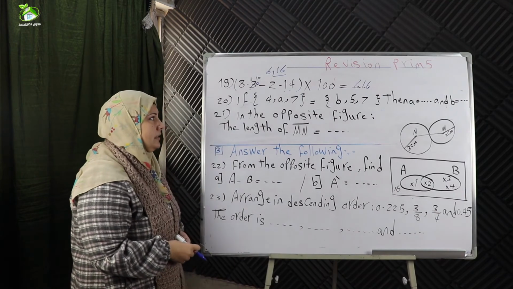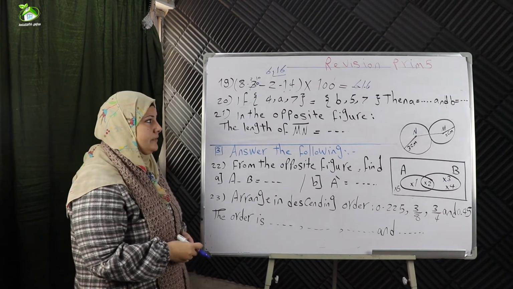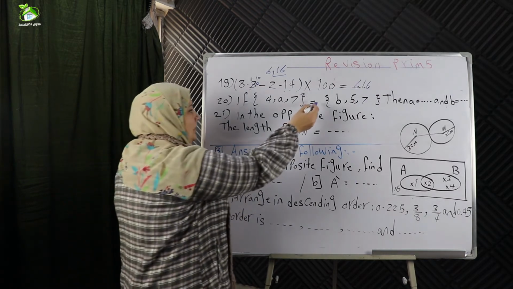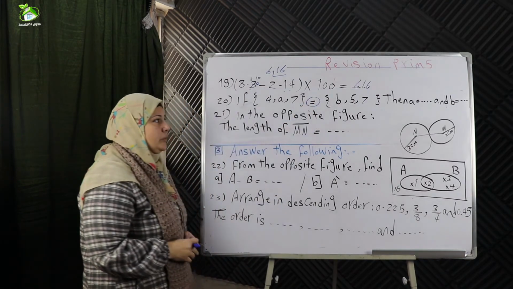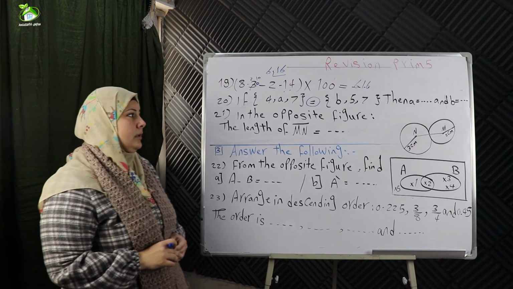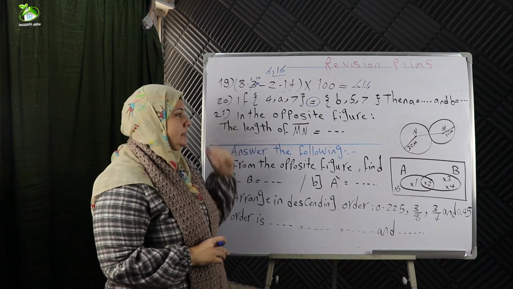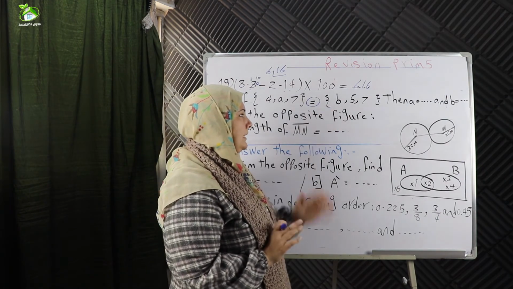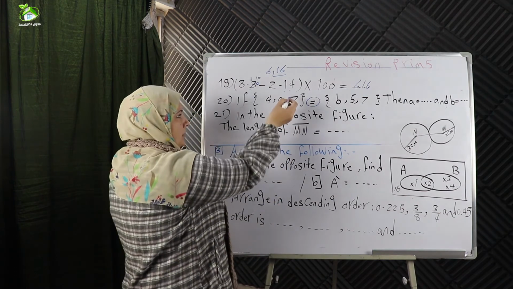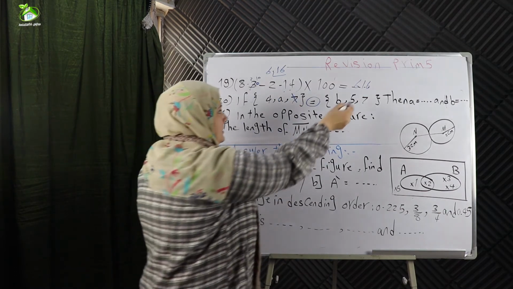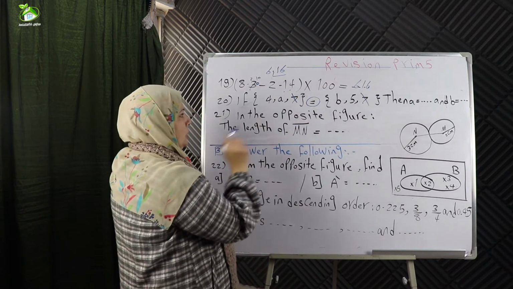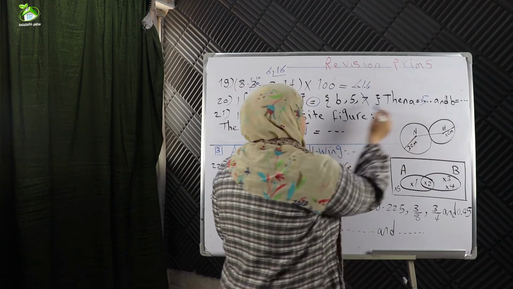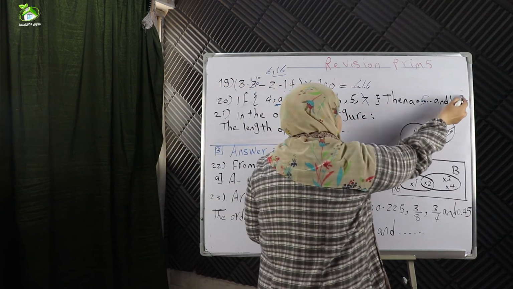Number 20, if the set of 4, A and 7 equals the set of B, 5 and 7. It's equality of two sets. Equality between two sets means that all elements belong to the first set equal the elements belong to the second set. In this set, 7, cancel 7 with 7. So A equals 5 and B equals 4.